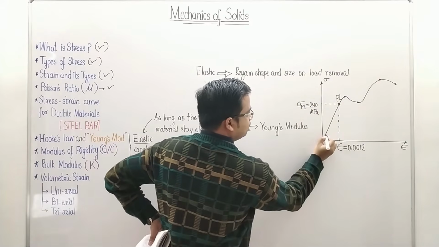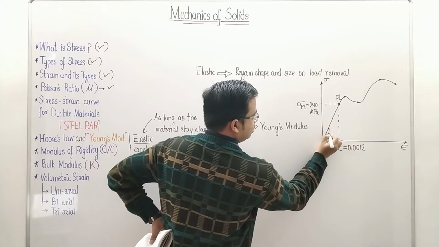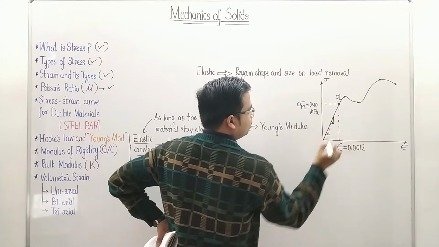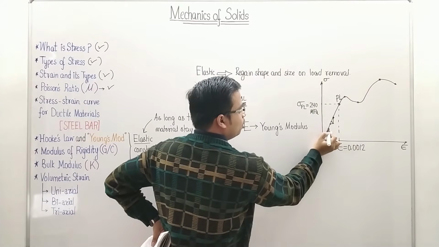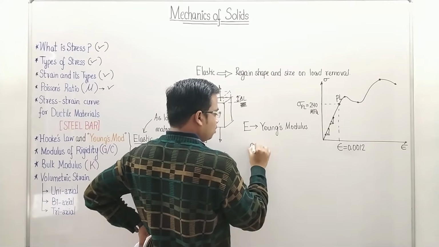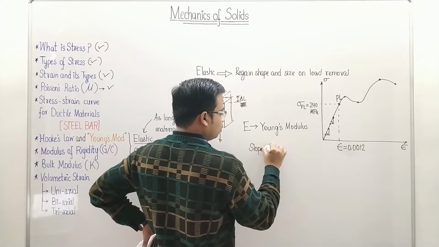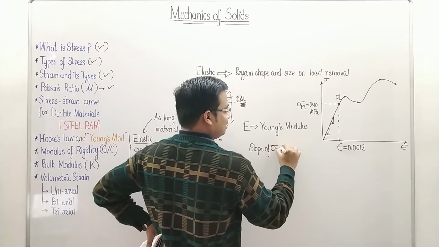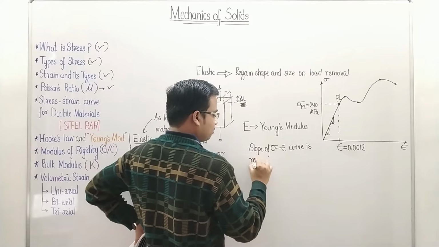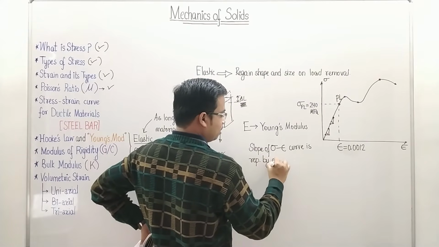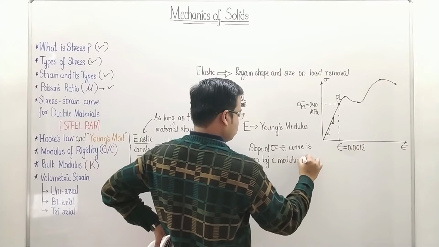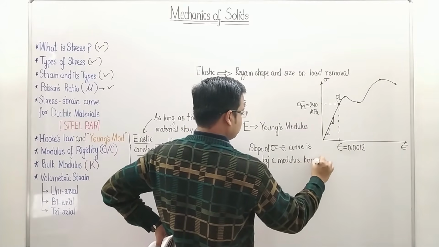Now you watch here, if you consider 2 points, then this is going to be the slope. If you again consider 2 points, this is going to be the slope. You can clearly see that the slope along this line is going to remain the same. So the slope of stress strain curve is represented by a modulus, and this modulus is nothing but the Young's modulus.